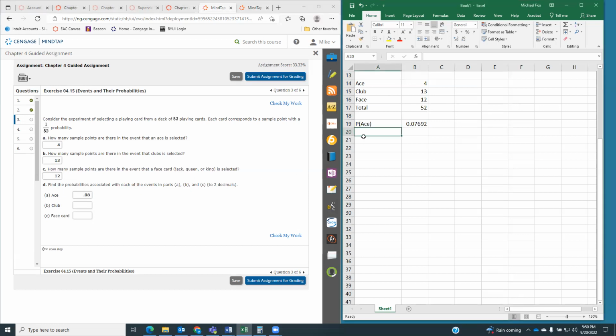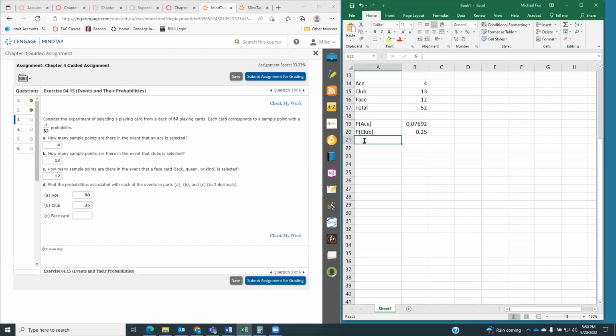So the probability that it's a club is going to be 13, because there's 13 clubs out of 52. Now, we could probably have guessed this one. We know there's 4 suits in a deck, so we would guess it would be 1/4, right? And it is 0.25. So if I select a card from a deck, the probability of it being a club is 25%, or 0.25.